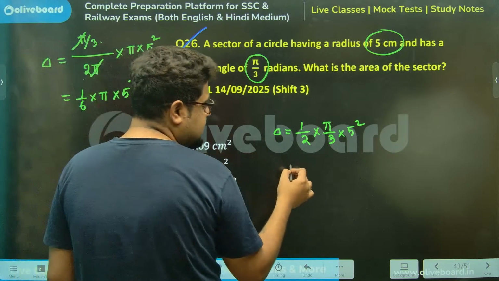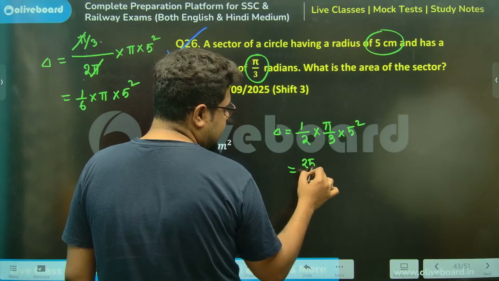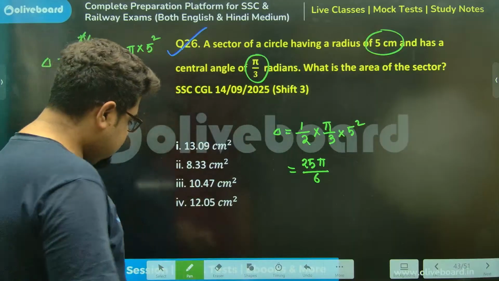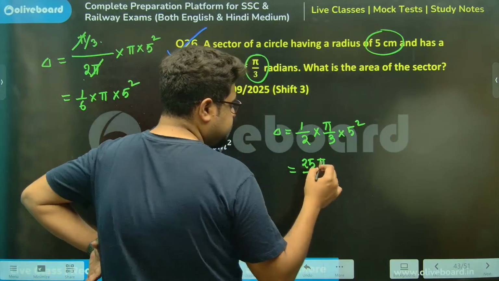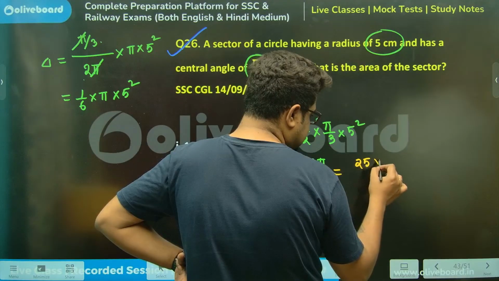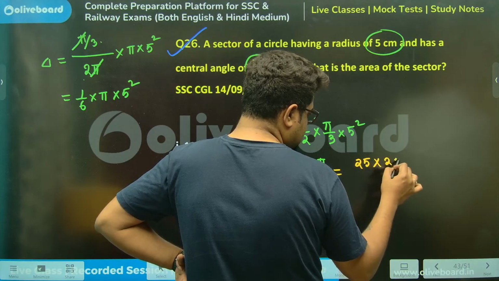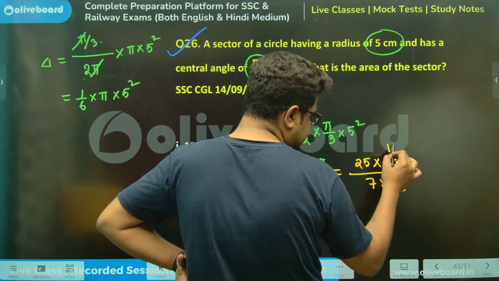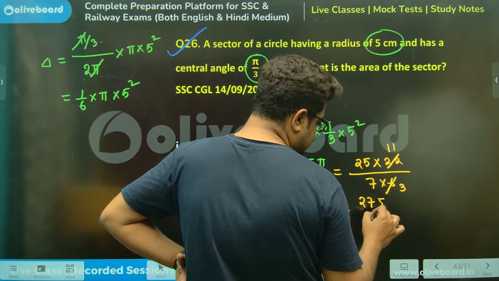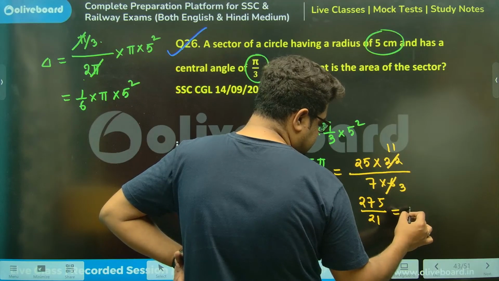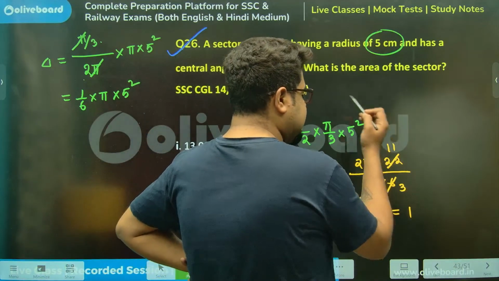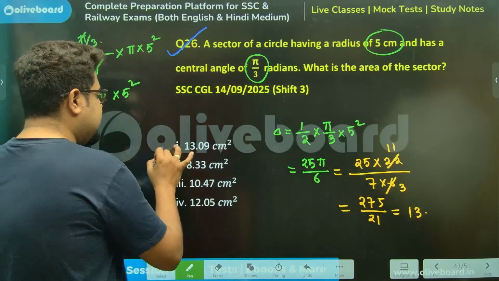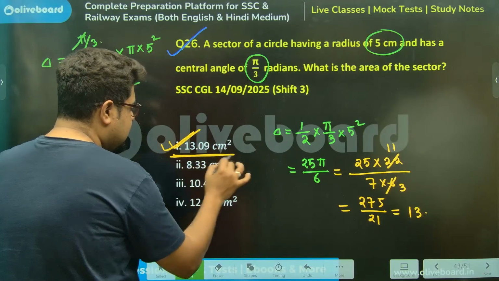Here also you are writing the same thing. So this is 25 pi divided by 6. Now I need to put the values and check. Let's do it. 25 times 22 by 7 into 6. This is 3, this is 11. 275 by 21. 21 ones are 21, 65, 21 threes are 63. So 13 point something will be the answer. There is only one 13 point something. That's my answer.